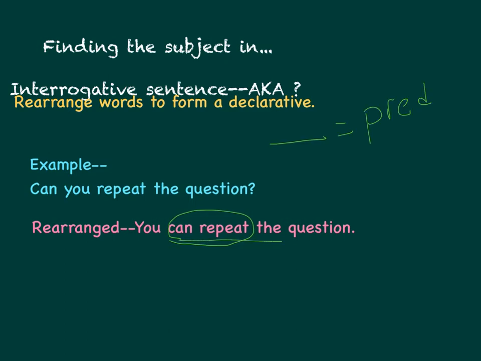So can repeat the question ends up being the complete predicate. All the words before the verb are, you guessed it, the subject. So the subject is you. Now you have the simple and complete subject.